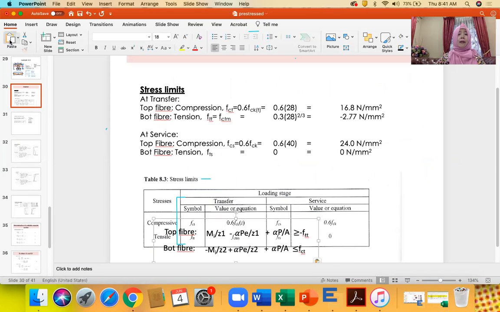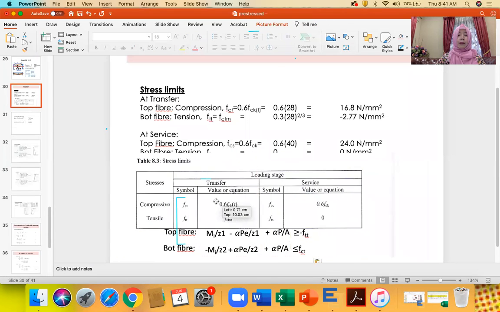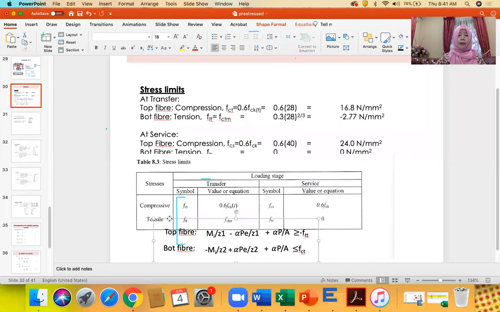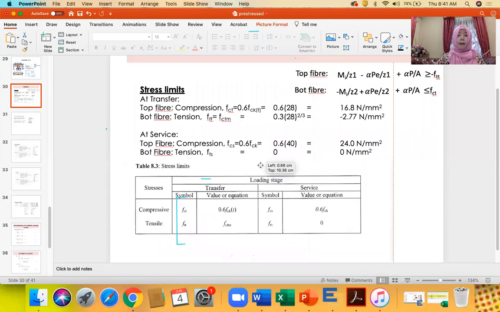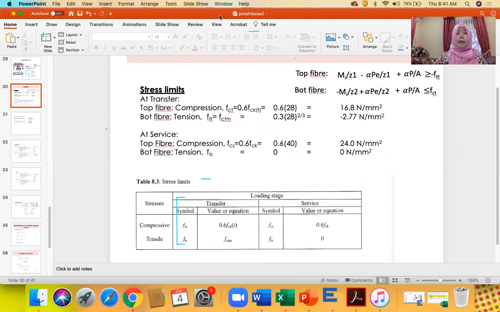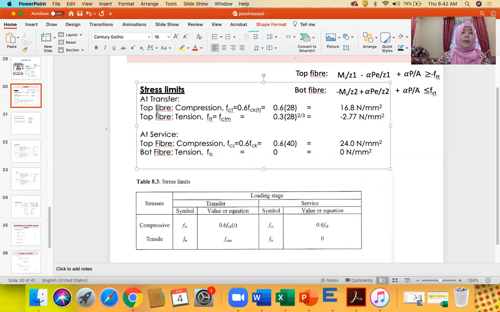Okay, erase first. So we have the stress limit from this table. Top fiber is FTT. So now top fiber is FTT. Sorry, this is top. This is bottom fiber. And this one is top fiber and bottom.